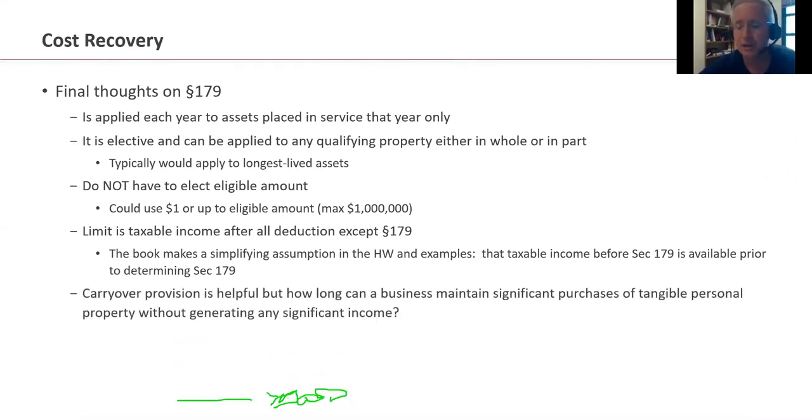All right, so this carryover provision, we mentioned it briefly, right? If my Section 179 is limited by income, I can carry it forward to the next year. And I bring this point up because, okay, that's great, that's how the math works. But think about it. How long can you continue to acquire property for which the income limitation prevents you from deducting it, kind of without going out of business, right? At some point you need those assets to convert to income. So the carryover provision can be helpful, but only for a very short time, right? Because eventually you just run out of money.